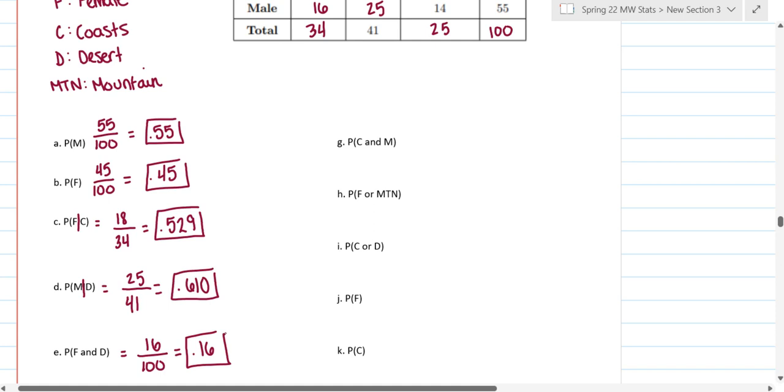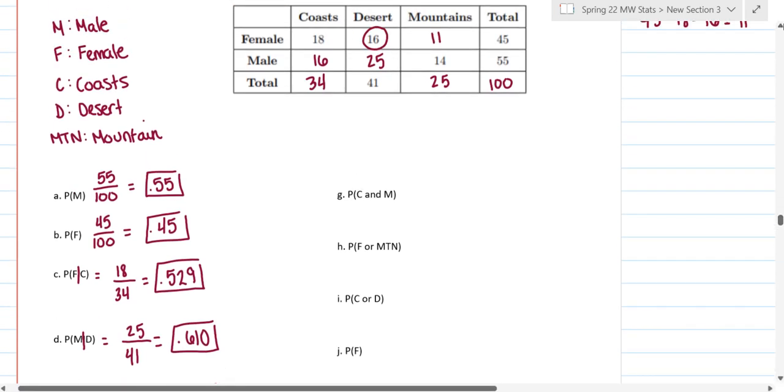And then we'll come back down to the other stuff. Okay, so then you have probability of coast and male. So again, that's out of a total of 100 for the and. Then coast and male, we would go male, coast, where they meet, 16. So 16 again.